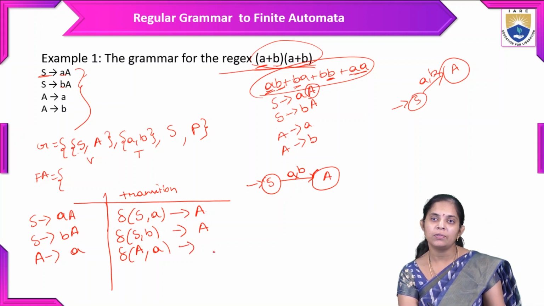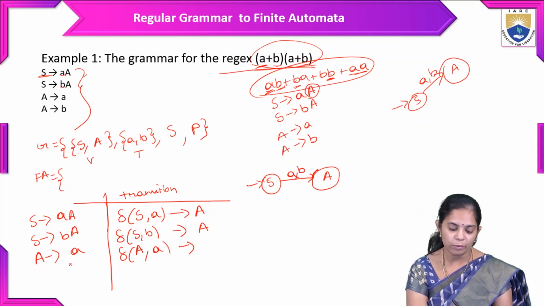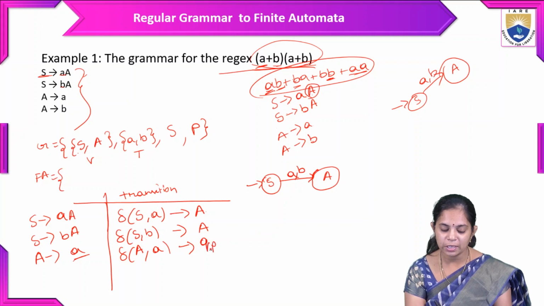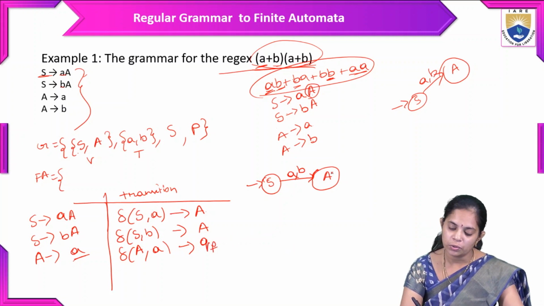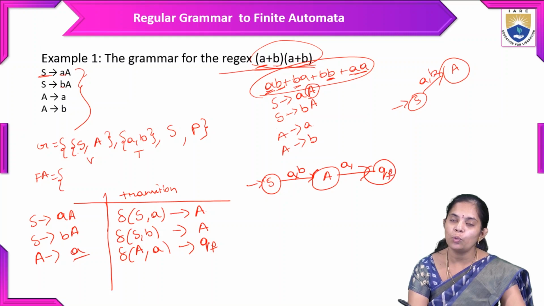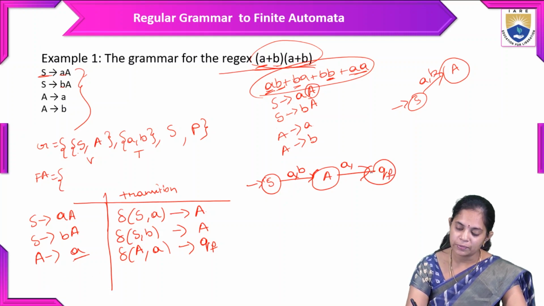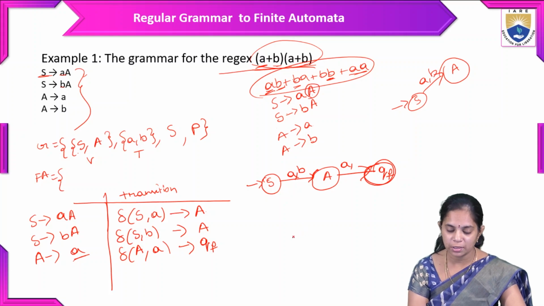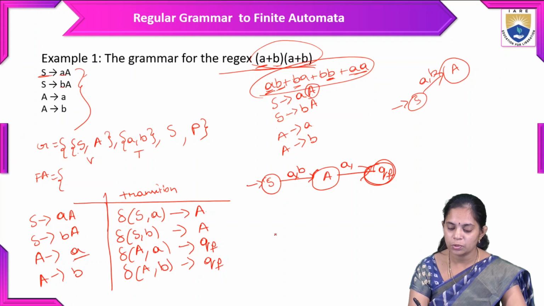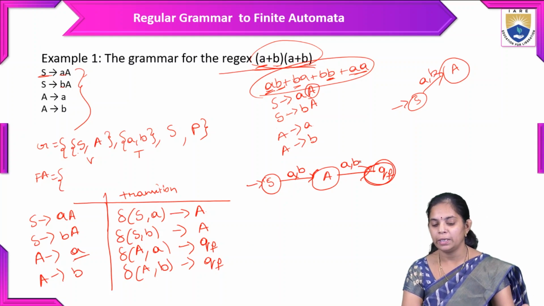So here, which state do we need to represent? We have only a single terminal value, so we need to write the next state as a final state. From the A state, when we give A as an input, it is reaching the final state, that is QF, and the final state is represented with the double circle. And here one more terminal is there, B also. So delta of A comma B leads to QF. So here also A comma B I will write.